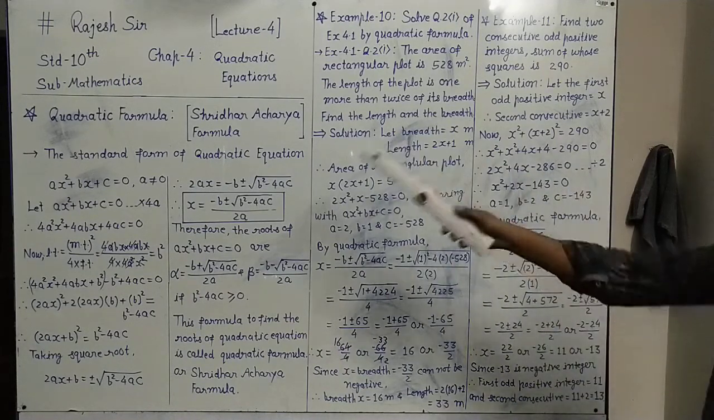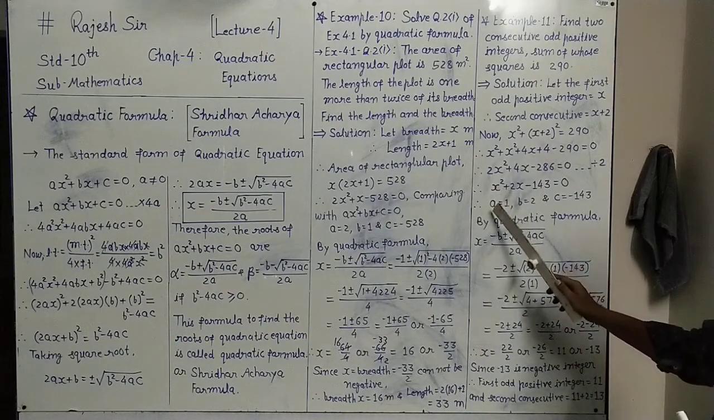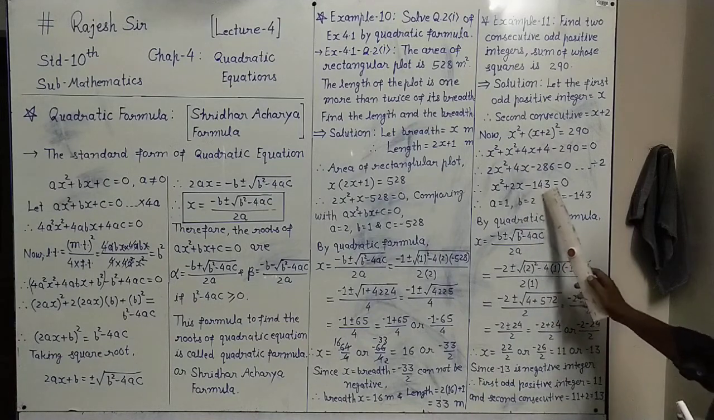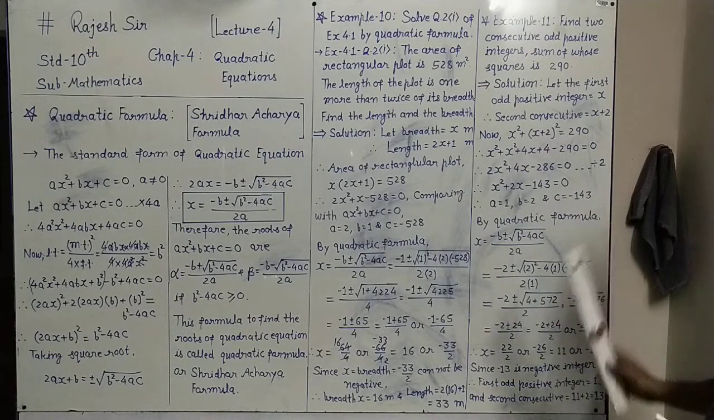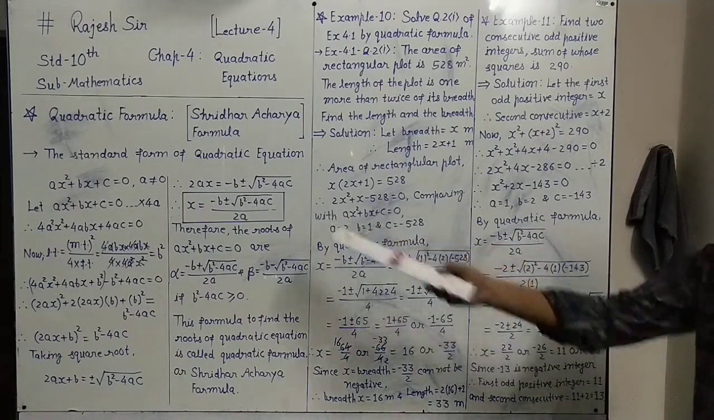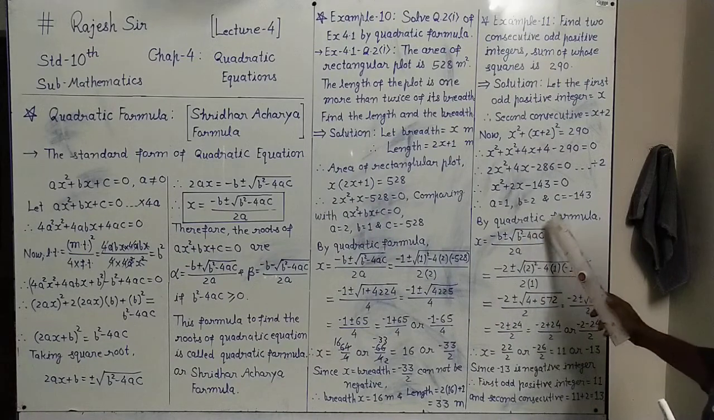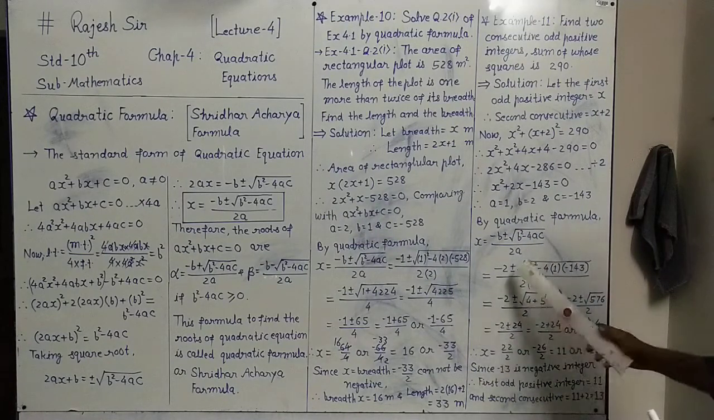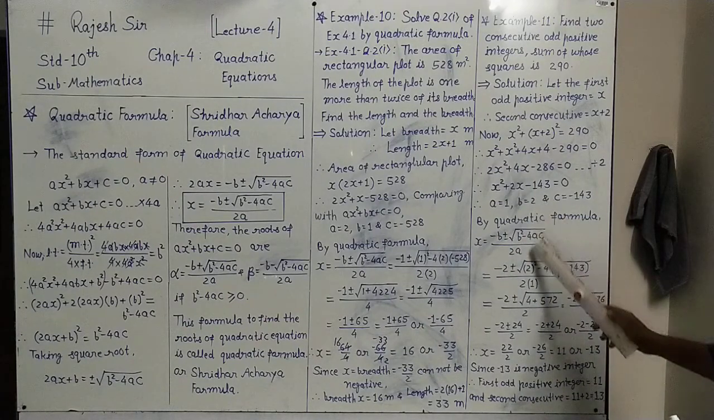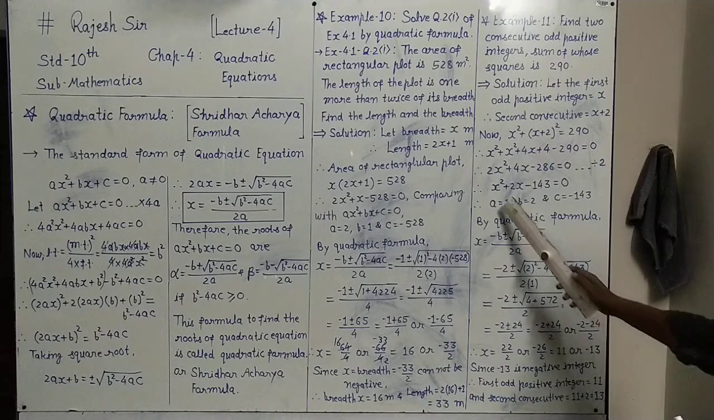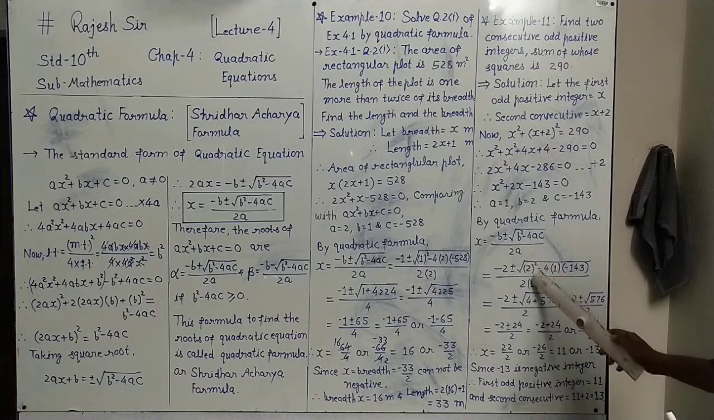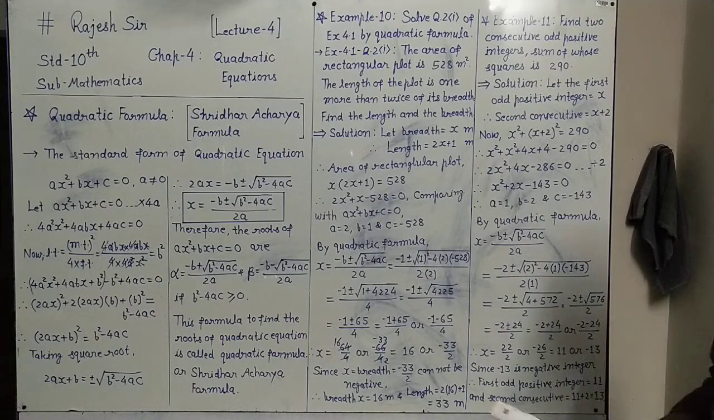Now compare with the standard form. The x square coefficient gives a equals 1. The x coefficient gives b equals 2. And the constant term gives c equals minus 143. Now by the quadratic formula we have derived, x equals minus b plus or minus root of b square minus 4ac upon 2a. Place all the values in this: minus b is minus 2, plus or minus root of b square, 2 square, minus 4, a is 1 into c is minus 143, upon 2 into a which is 1. All the a, b, c values have been placed in the quadratic formula.